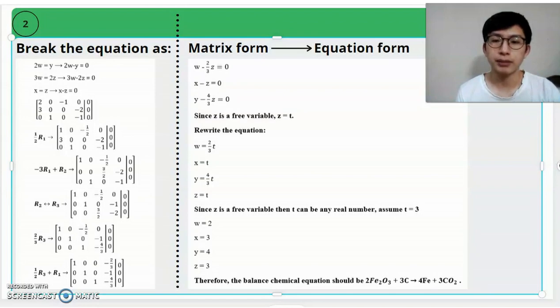Therefore, the balanced chemical equation should be 2 iron trioxide plus 3 carbon equals 4 iron plus 3 carbon dioxide. That's all from me. I will pass to the next presenter, Yamini.